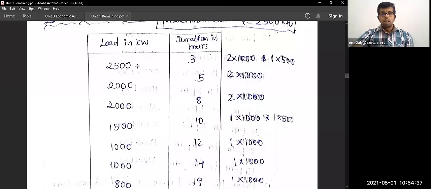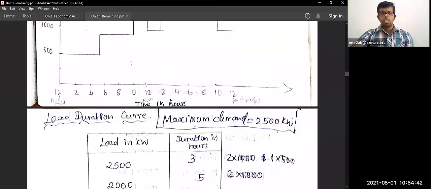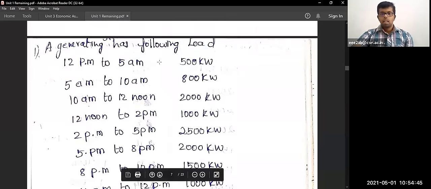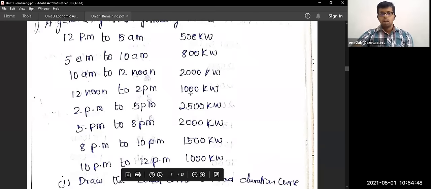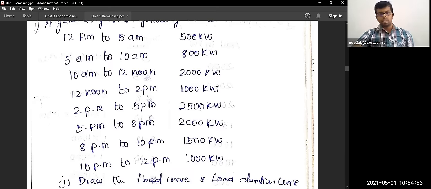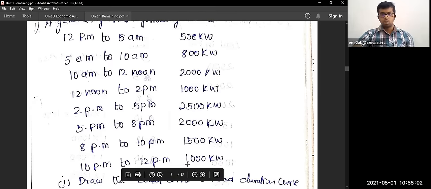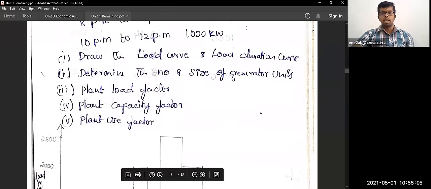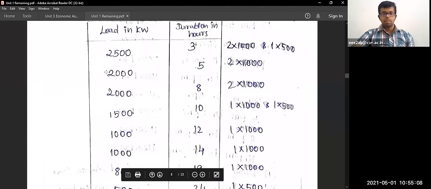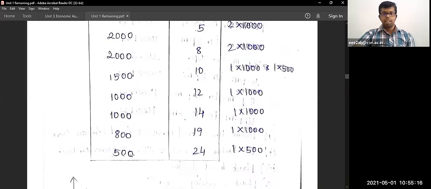Load in kilowatt. I am sorting all this load in descending order, whichever is greater first. First is 2500, next 2000, two 2000s are there, next 1500, next 1000, then 800, 500. So write them sorted in descending order: 2500, 2000, 2000, 1500, 1000, 800, 500.